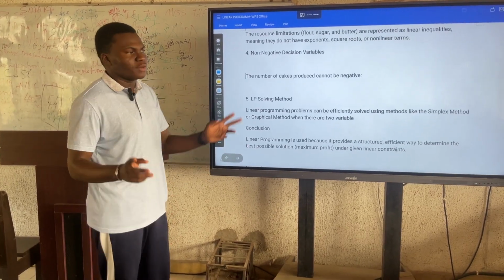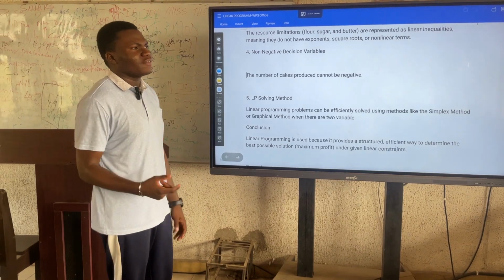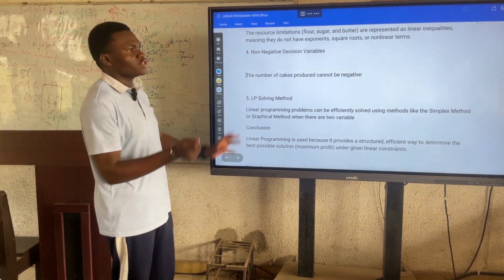So this is the solving method. We have two major methods. We have the simplex method, we have the graphical method, and we have the normal geometrical method where you just solve normally.